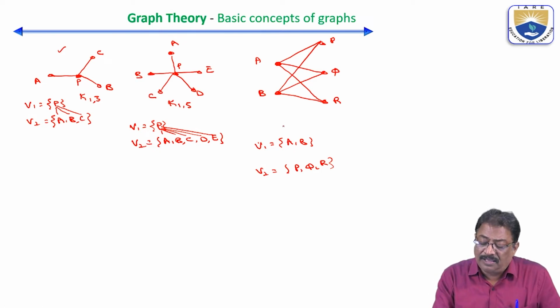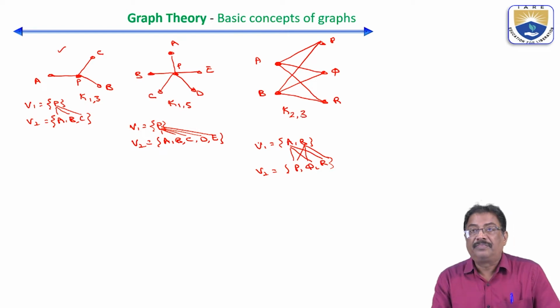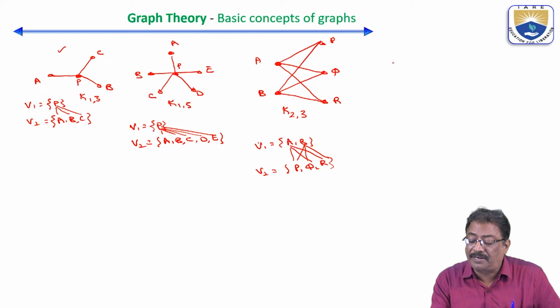Now here, there are edges A to P, A to Q, and A to R. Similarly, B to P, B to Q, and B to R. So this is a complete bipartite graph, where V1 has 2 elements and V2 has 3 elements. So this is another complete bipartite graph.